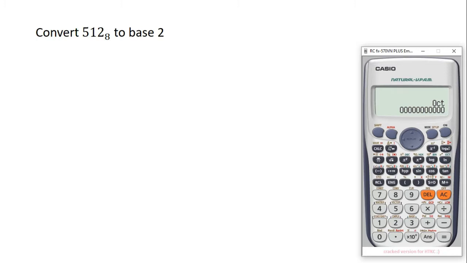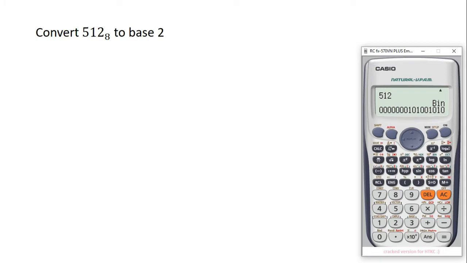Then you enter the number. The number is 512. You click on equal to. So we have 512 in base 8 on our calculator. To convert it to base 2, click on the binary button. The binary button is the log button. So if you click on the log button, it will convert our number 512 from base 8 to base 2.